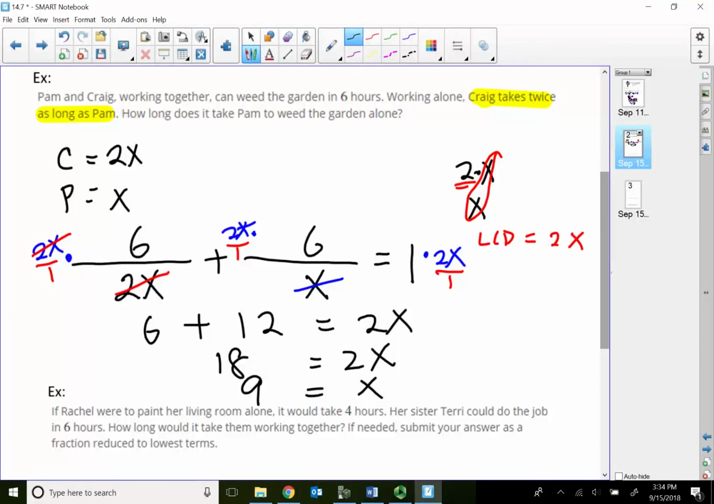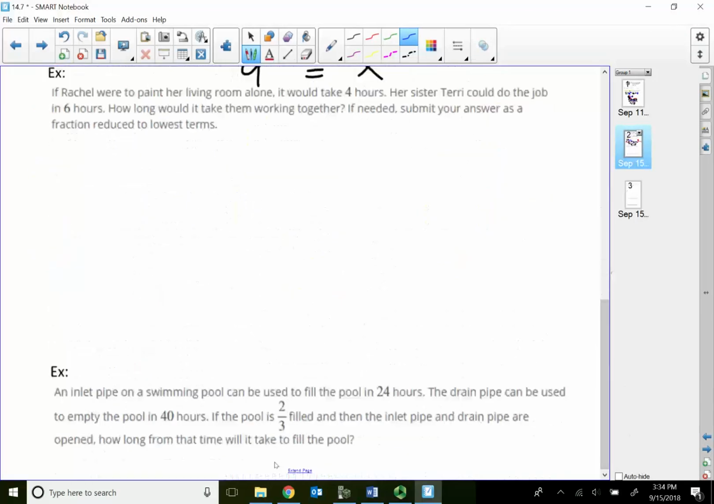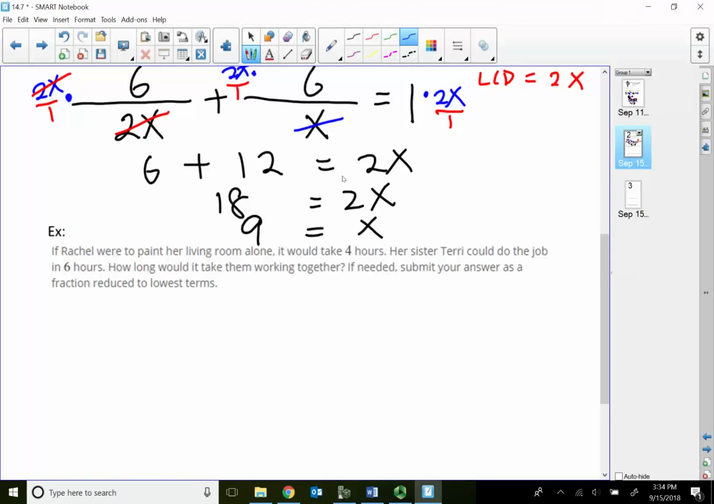So how long does it take Pam to weed the garden alone? It will take Pam 9 hours to work alone. That's all we have to do. Working together, put the time working together in the numerator, and the time working alone goes in the denominator.